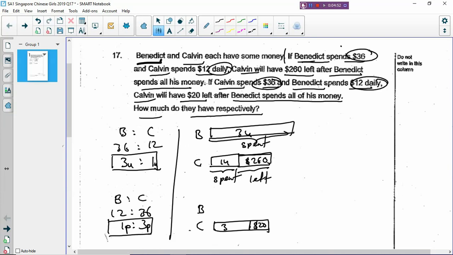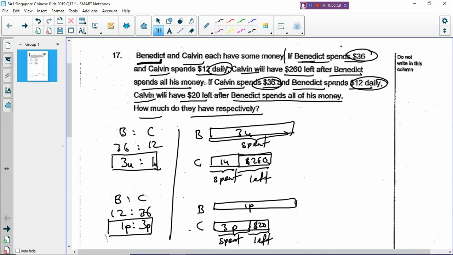Because they are talking about 2 different ratios. Okay, so it means that Kelvin spent 3 parts. Right, Kelvin will have spent 3 parts, and then he will have $20 left. And Benedict will have spent all his money, which is the same length as above, same rectangle as above, and that will be one part. Okay, all right.